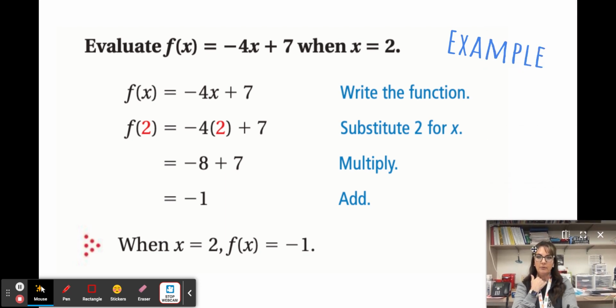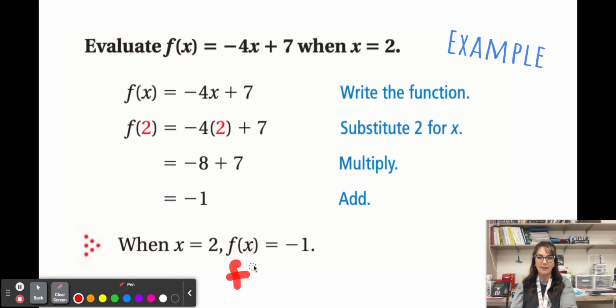In the example from your book, we'll practice evaluating. So x is equal to 2. All we do is substitute in the 2. So f of 2 is equal to negative 1. When x is equal to 2, f of x, or the output, equals negative 1. We can write it like this: f of 2 equals negative 1.